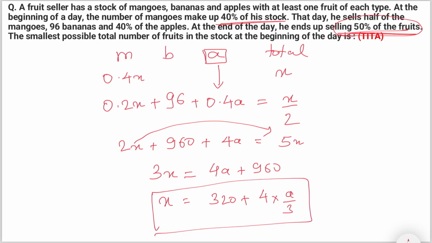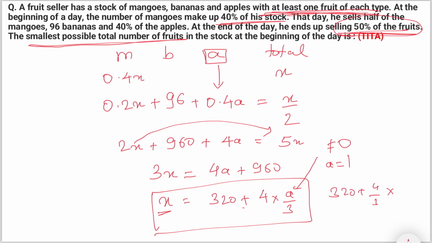Now the question is, what is the smallest possible total number of fruits? Since he has at least one fruit of each type as per the question, the minimum value A can take cannot be 0, right? Otherwise, the minimum value of X would have been 320 plus 4 into 0 upon 3, that is 320. But that is not possible here because they're saying there is at least one fruit of each type. So A cannot be 0, number of apples initially can't be 0. Can we take the number of apples as 1 to minimize X? When we do that, 320 plus 4 into 1 by 3 will be 320 plus 4 by 3. This is not an integer, right?